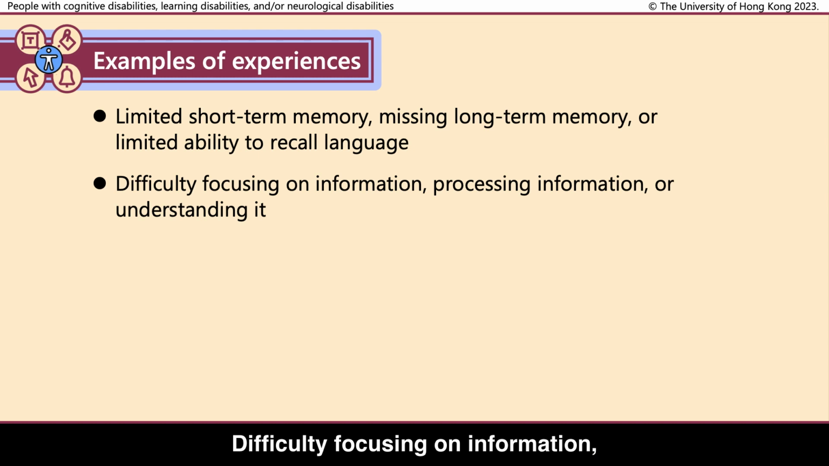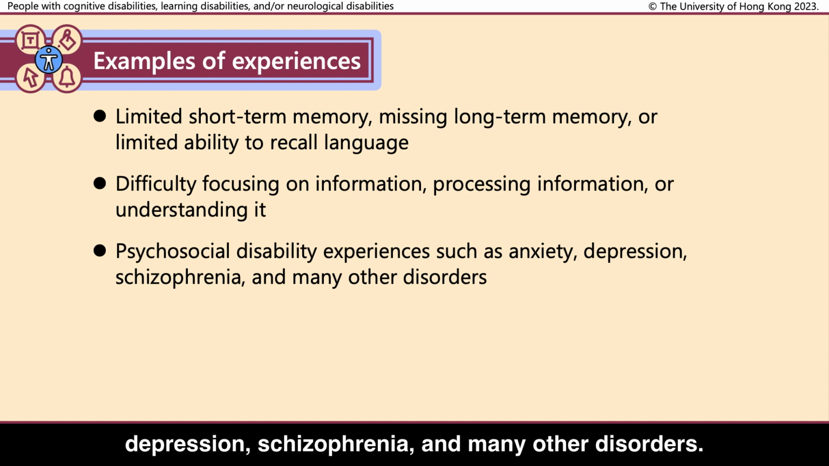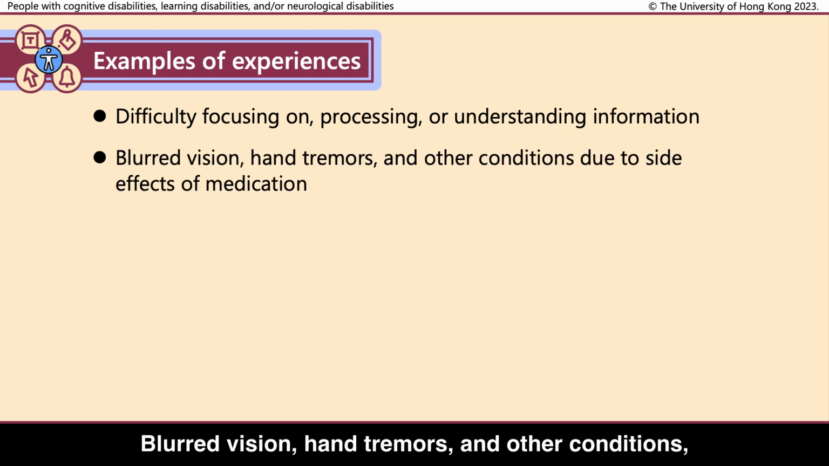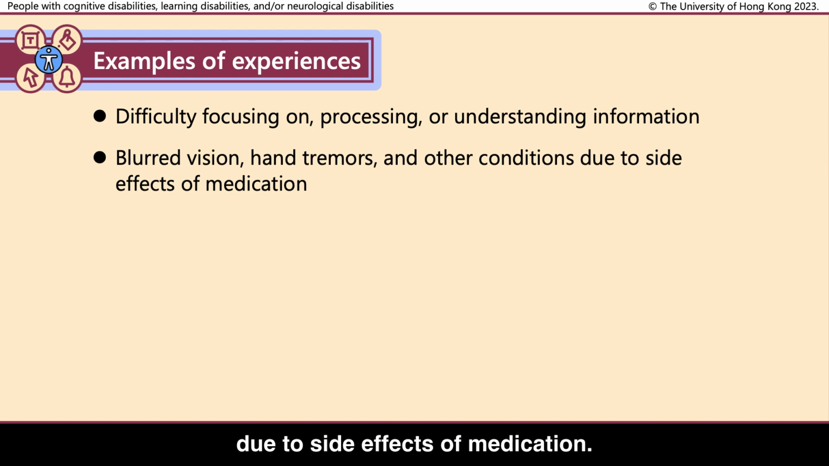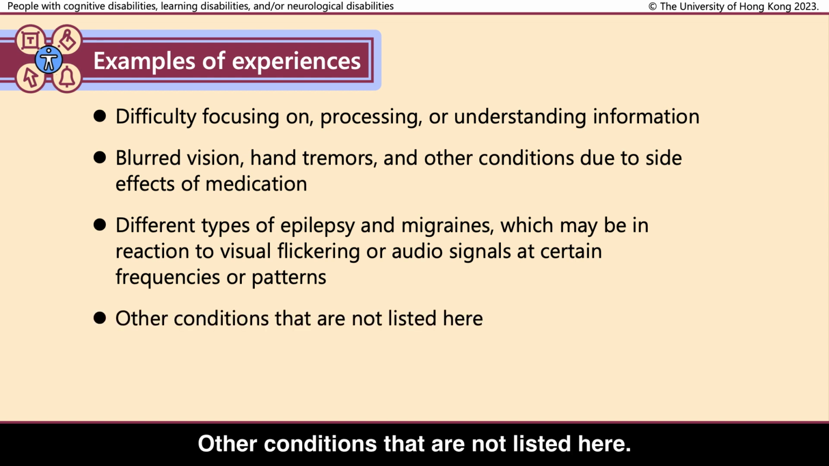Difficulty focusing on information, processing information, or understanding it. Psychosocial disability experiences such as anxiety, depression, schizophrenia, and many other disorders. Difficulty focusing on, processing, or understanding information. Blurred vision, hand tremors, and other conditions due to side effects of medication. Different types of epilepsy and migraines, which may be in reaction to visual flickering or audio signals at certain frequencies or patterns. Other conditions that are not listed here.